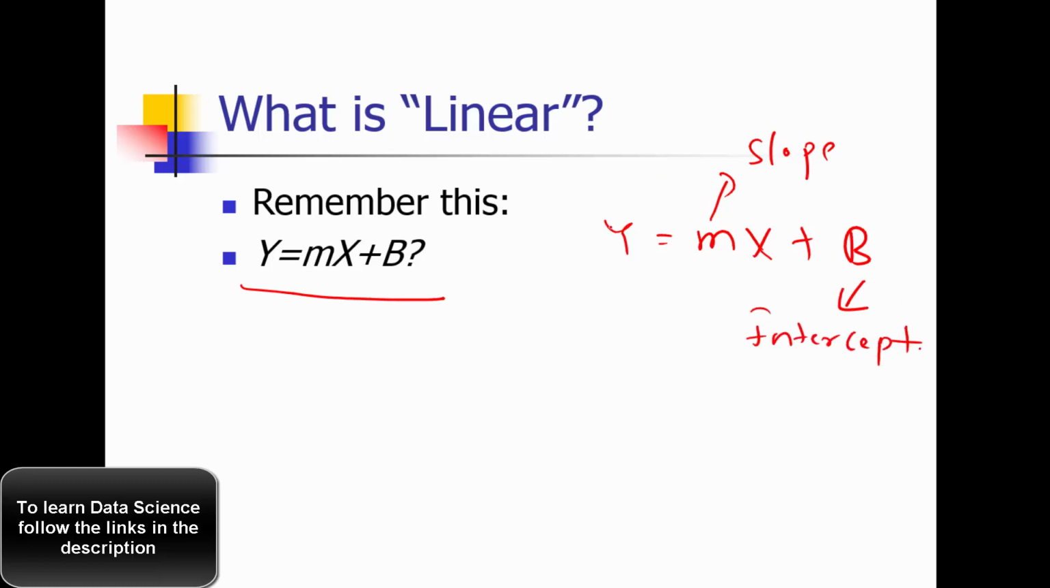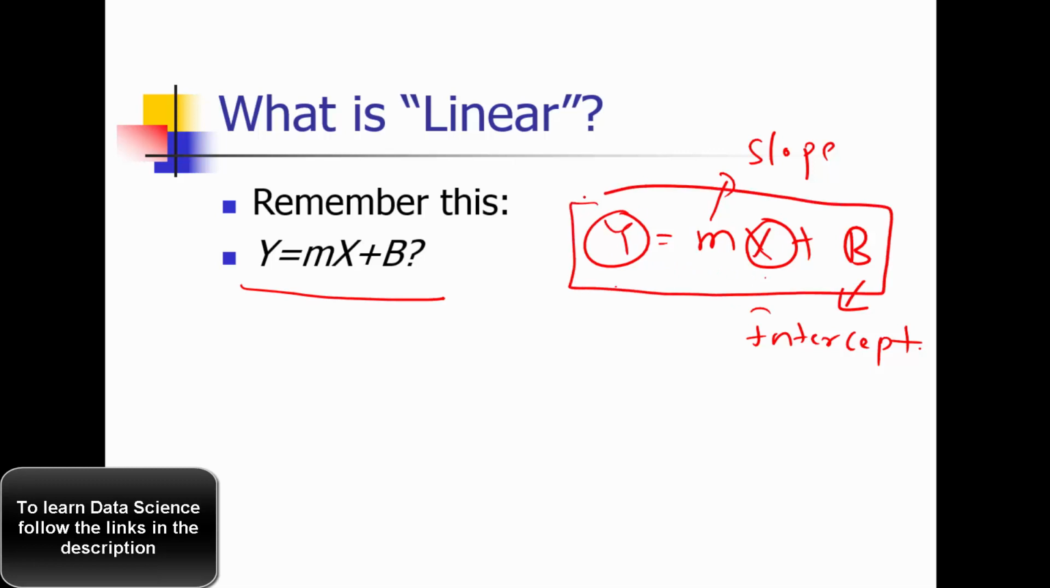So y and x are the variables. If you want to draw a linear line between the variables y and x, you can put it in the form y equal to mx plus b. Now m and b are the constants to be determined, and in regression we call them parameters. We'll see what these parameters are and how they can be found.